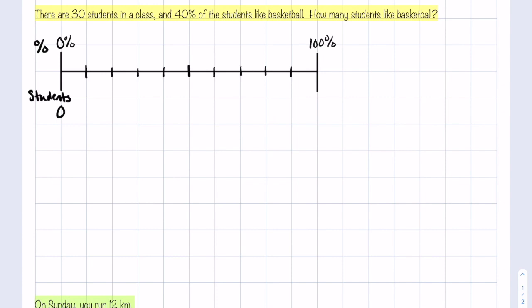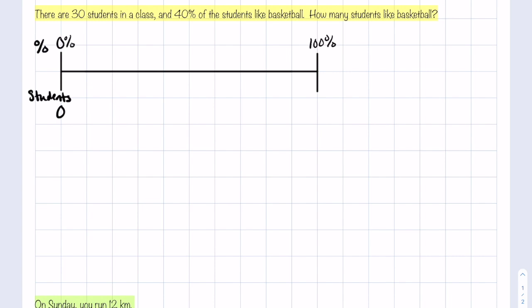In this video, we are going to use percent rulers to help us solve word problems. So in this problem, there are 30 students in a class, 40% of them like basketball, and we're looking to find how many students like basketball using our percent ruler.